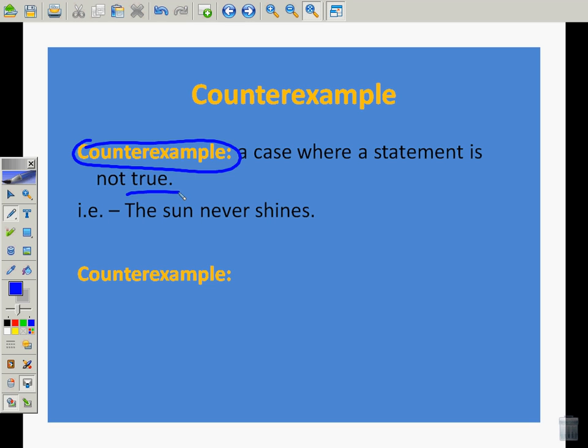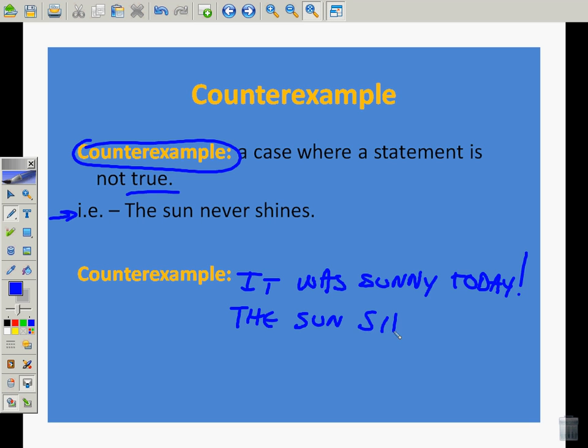And so if I say that the sun never shines, a counterexample you might say is, it was sunny today. Okay? So I might say it was sunny today. Or I could say the sun shines daily. Okay? And so a counterexample is really just trying to prove something false. And so this is something that we're naturally really pretty good at.